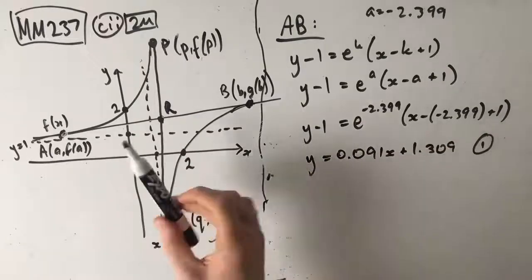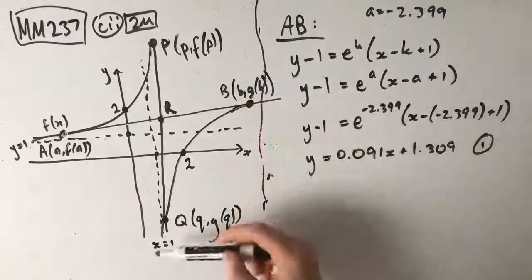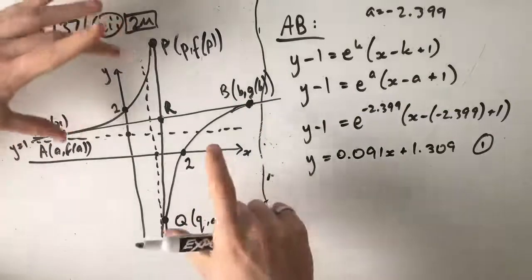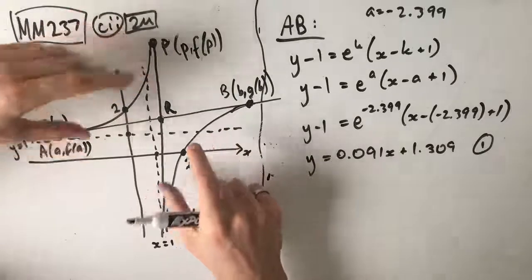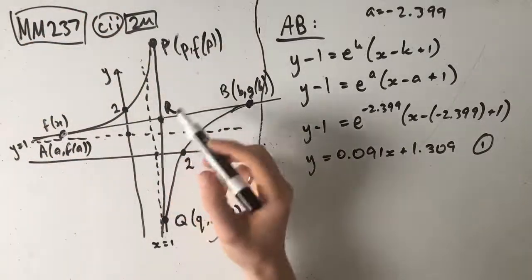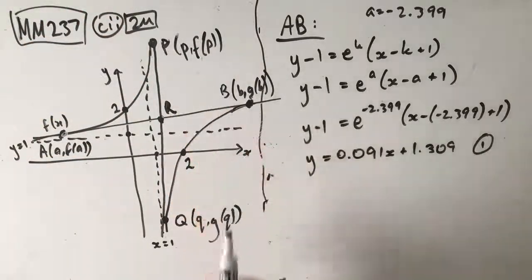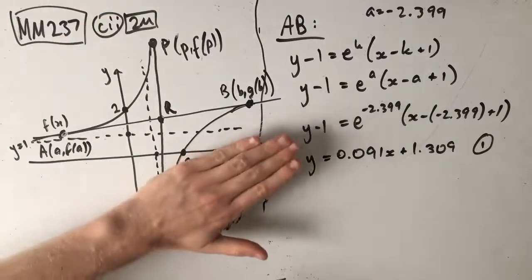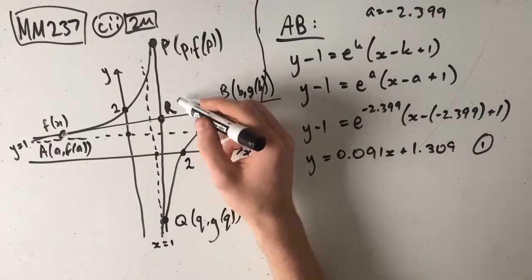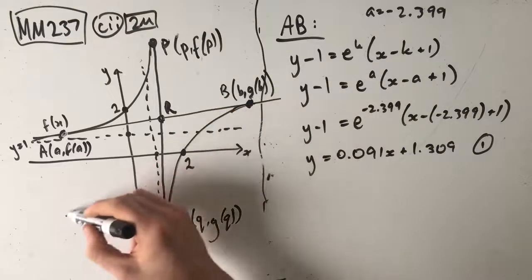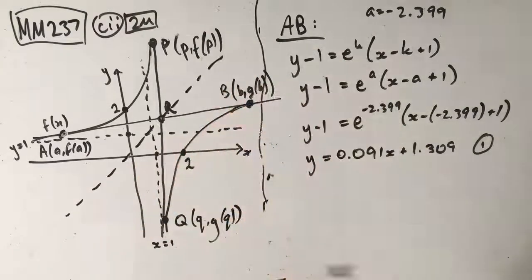Now, because AB and PQ are tangents to both f of x and g of x, the point of intersection is going to occur at the line y equals x, right? Because they're inverses of each other. So because this is reflected over the y equals x axis, point R is going to have the same x and y value, okay? Because it's touching the y equals x line, right?